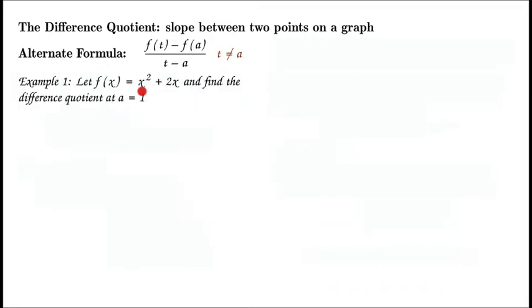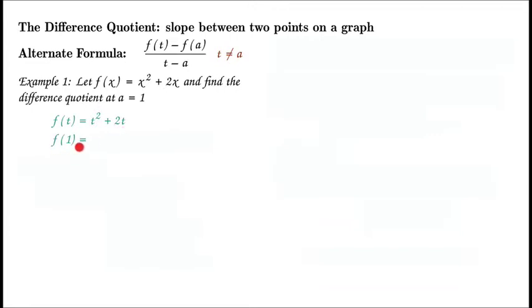So let's look at the example of f of x equals x squared plus 2x and find the difference quotient at a value of a equals 1. So we need two pieces of information here to substitute into our difference quotient. We need f of t and we need f of 1. So f of t is simply taking this function f and putting a t in everywhere we see an x. So that is t squared plus 2t. So we're just writing our original function with a different variable.